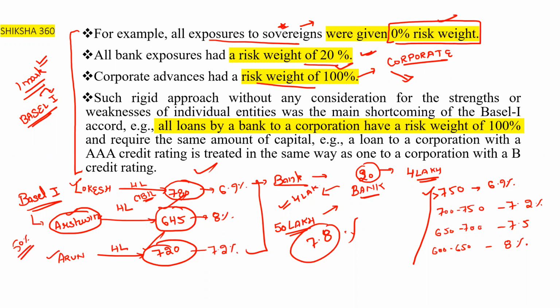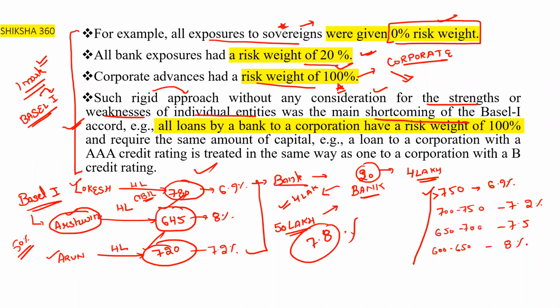This is a feature of the Basel norm, and this is one of the main drawbacks. Such a rigid approach, without any consideration for the strengths or weaknesses of individual entities, was the main shortcoming of the Basel 1 accord. This is the one main problem of Basel 1.